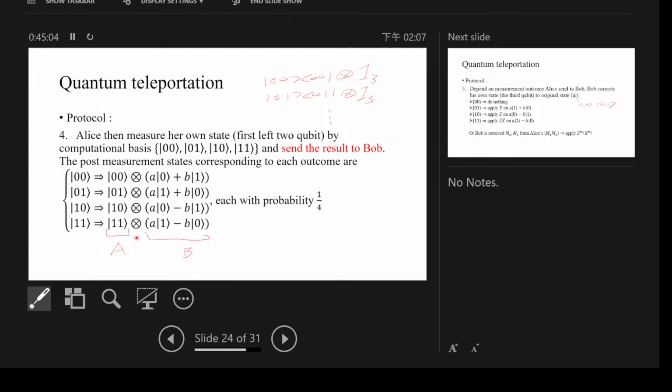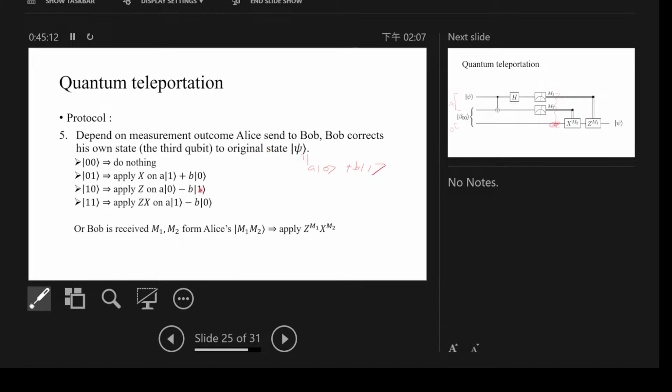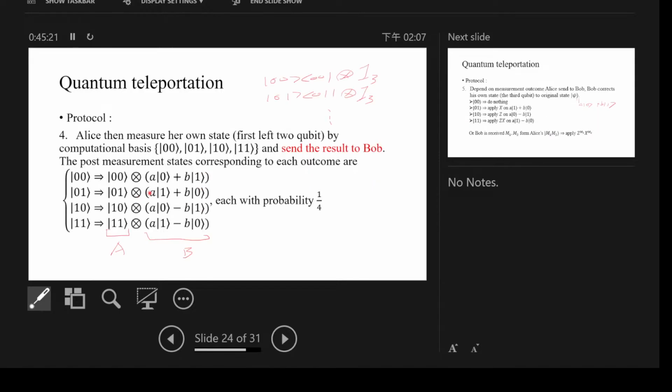Alice can just tell Bob he got 1 of the 4, and Bob can try to flip all the 3 things back to A0 plus B1. This is the correction Bob can do, and it's easier to see here. If Bob gets A0 plus B1, then Bob can apply just X here, so 1 becomes 0 and 0 becomes 1.